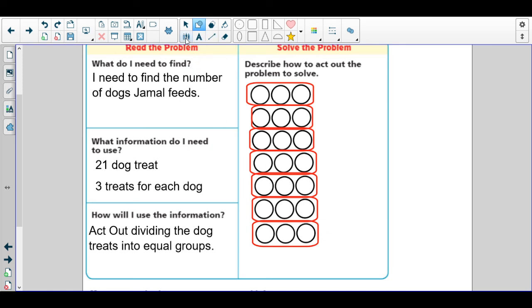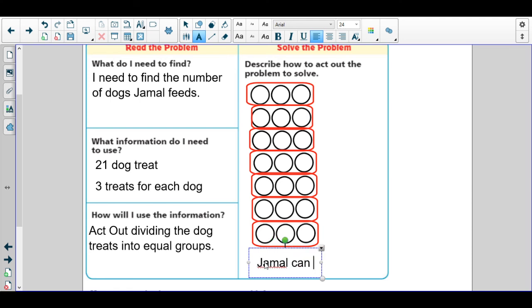So, how many dogs can he feed? Jamal can feed 7 dogs, 3 treats.